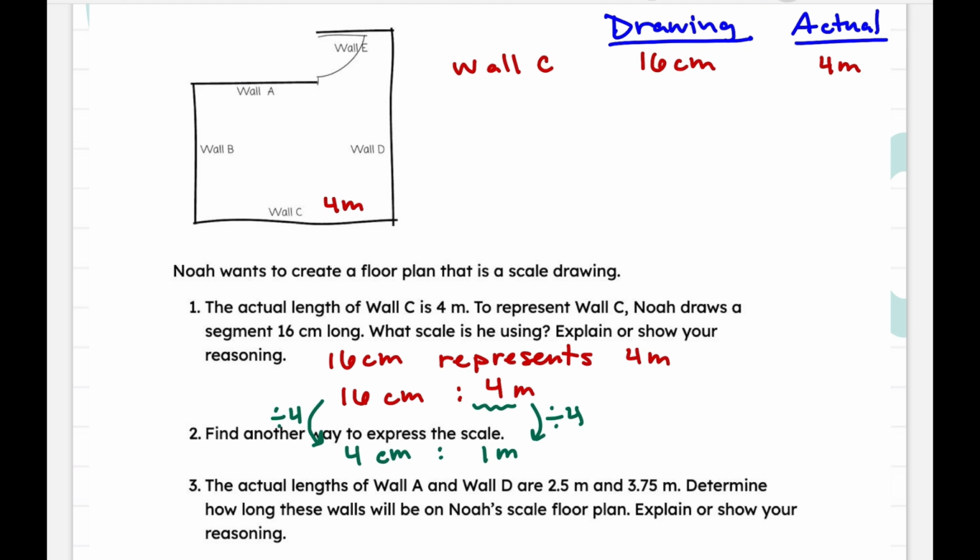It lists the actual measurements of wall A and D. I'm going to color code here. It lists wall A first, wall A, and then it lists wall D.